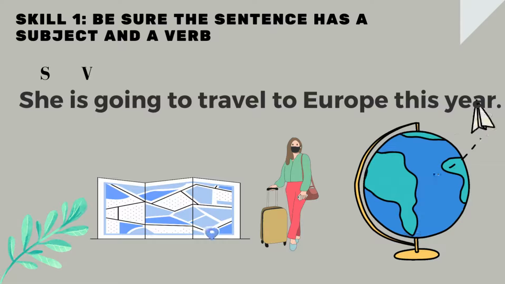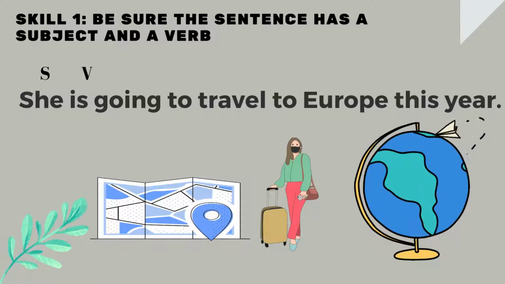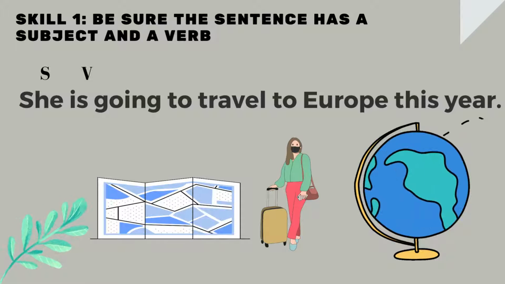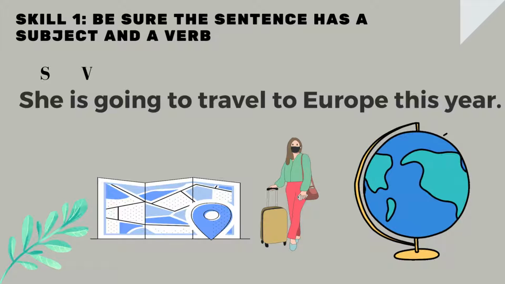My name is Carla and I will explain the following skills. Skill number 1. Be sure the sentences have a subject and verb. For example, she is going to travel to Europe this year.